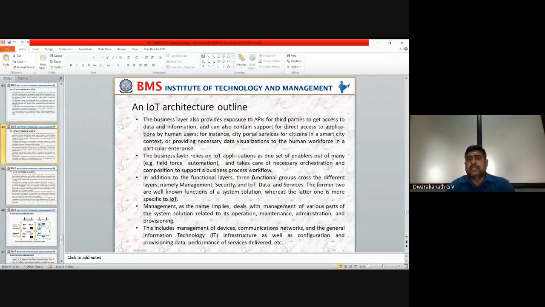Coming to the next point, the business layer also provides exposure to APIs for third parties to get access to data and information, and can also contain support for direct access to applications by human users. For instance, city portal services for citizens in a smart city context provide necessary data visualization to the human workforce in a particular enterprise. This is how the business layer works. The business layer will always be exposed through APIs, application programming interfaces. Today, open APIs play a very important role.